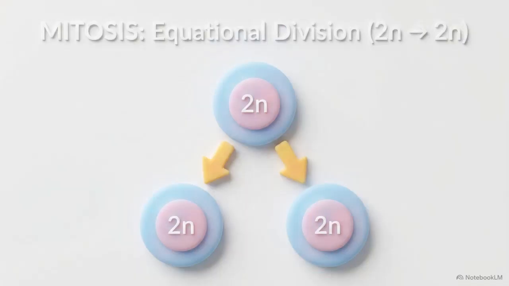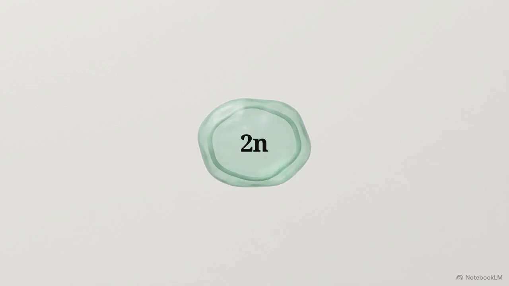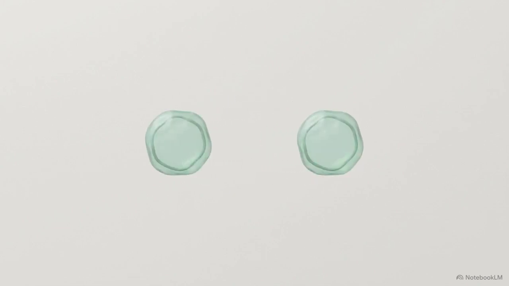This is mitosis, the specific process where a single parent cell divides to produce two daughter cells that are genetically identical to the original. During this equational division, the chromosomal number, represented as 2n for a diploid cell, remains constant, ensuring no genetic information is lost in the transition.